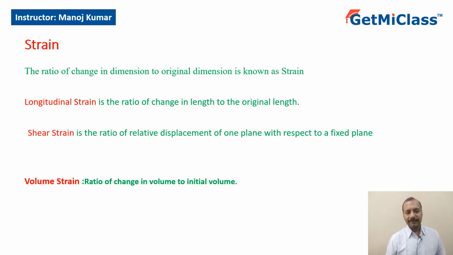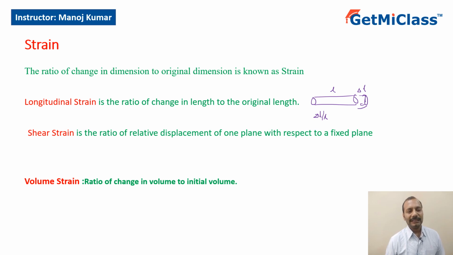The next thing that we have is strain. The ratio of change in dimension to original dimension is known as strain. Now again, strain is also classified into various categories. The first one is longitudinal strain. Longitudinal strain is like, if I have an object of length L, I extend this by a small length delta L. Now longitudinal strain is delta L by L. So longitudinal strain is the change in length by the original length of the object.